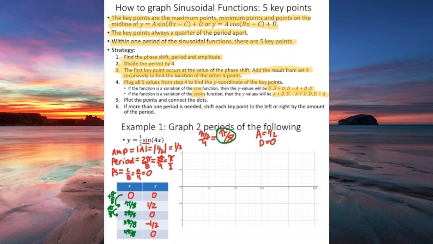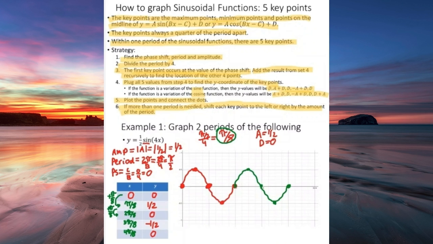Now that we have our 5 key points, we can plot them on our coordinate plane. Now, after completing step 5 of plotting our points and connecting the dots, we've obtained 1 full period of our graph. However, the instructions did ask for 2 periods. So since we need more periods, we're going to shift each of our key points to the left or the right by the amount of the period, which here is pi over 2.